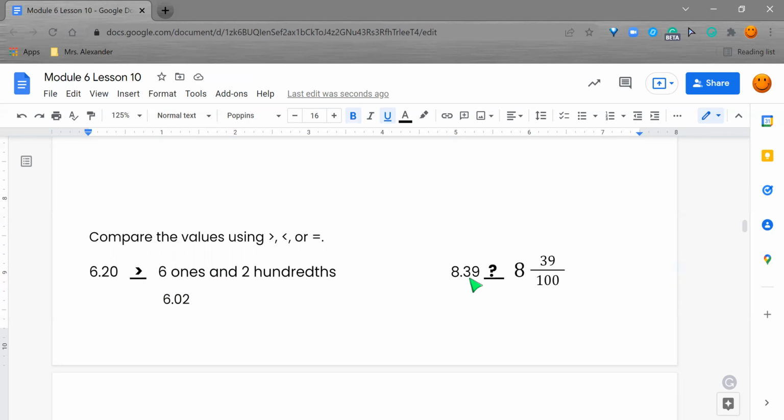Now I have 8 and 39 hundredths and 8 and 39 over 100. So we need to make one of these either fraction or decimal. You need to do what you think's best. I tend to turn things into decimals. So I'm going to do the 8, and because it's a fraction, I know that's behind the decimal, and I just write the 39. And it looks like, look, you guys, they're equal.